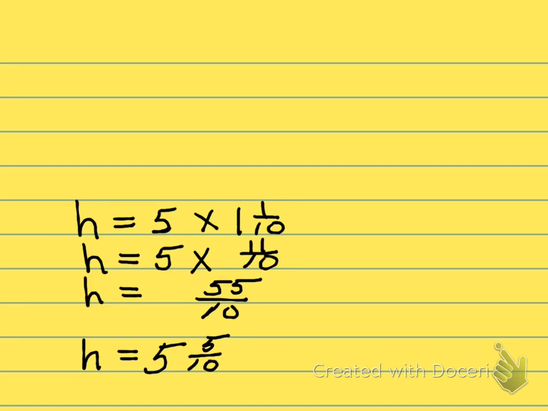Or, in simplest form, boys and girls, 5 and 5/10 can be 5 and 1/2 miles. So the height of Mount Everest is about 5.5 miles above sea level. Wow, that's pretty good. All right, boys and girls, I think we're ready for you to try something.